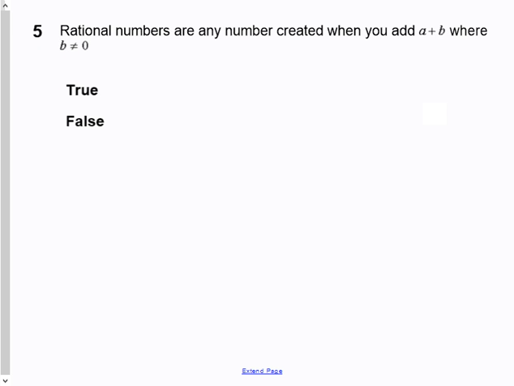Question 5, is there 6 true and false or 5? Six of them. Question 5, rational numbers can be created when you add a plus b where b does not equal 0. This is false. Rational numbers, the formula is a over b, or the ratio of one number to another where b does not equal 0. So it's not the addition or the sum of two numbers, it's the division of two numbers where b does not equal 0.